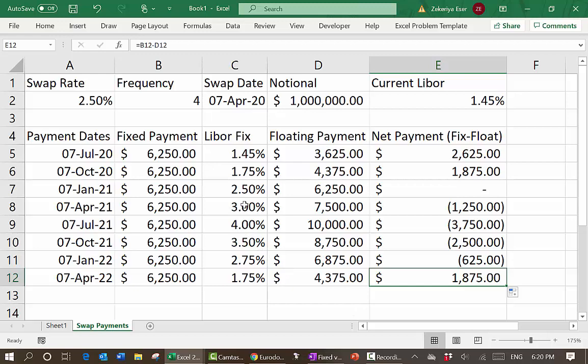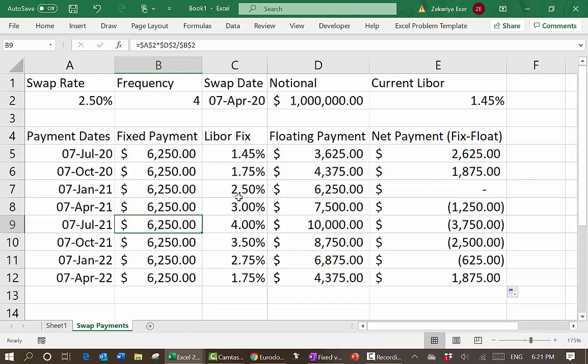Of course, in the future, LIBOR could be lower, could be higher. The idea is if LIBOR goes up, you are getting more on the floating. For example, if it goes up to 4, you get $10,000, but you're paying $6,250. If LIBOR goes down, your net payment is going to increase. In the next video, we're going to actually figure out how we can go ahead and calculate what swap rates should be.